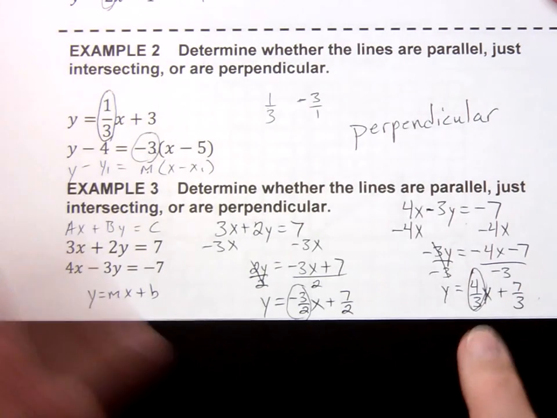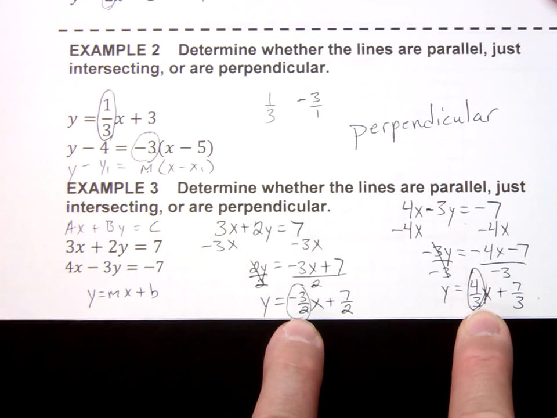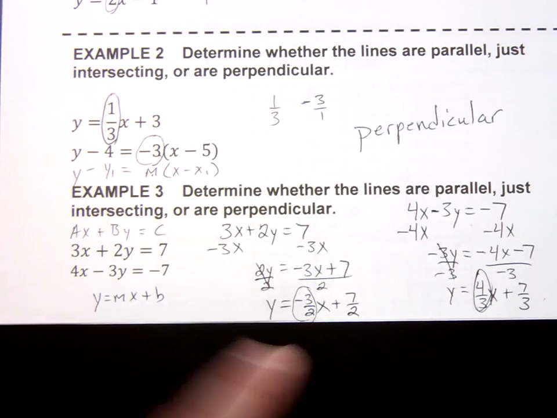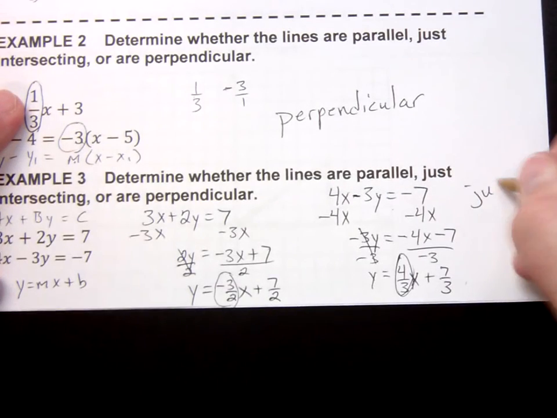So when I compare the slopes, they're not the same, so it's not parallel lines, and they're not opposite reciprocals, so they're not perpendicular. So I would say that these are just intersecting.